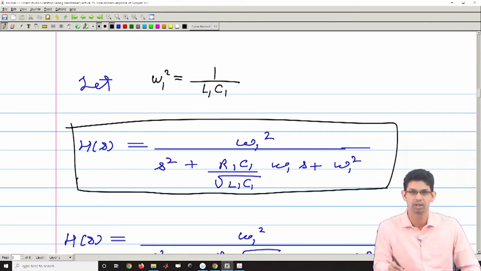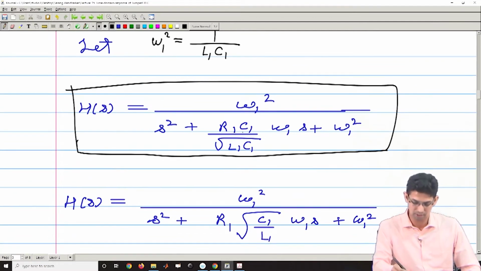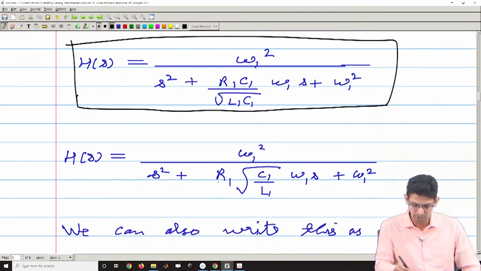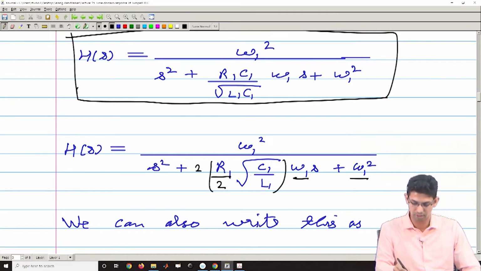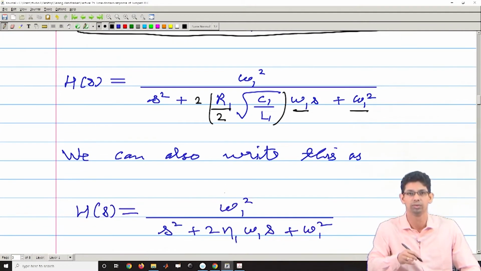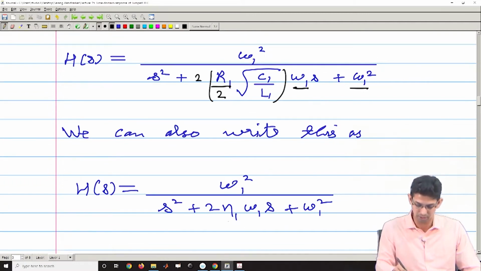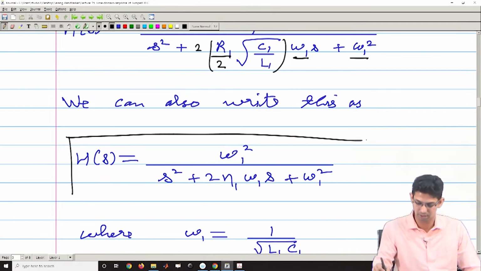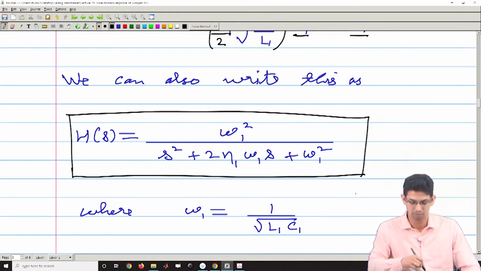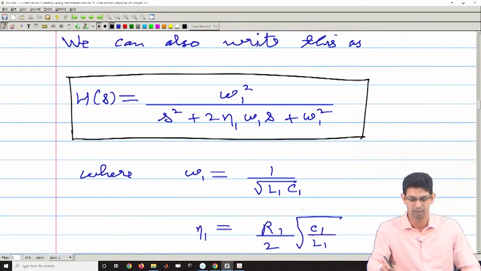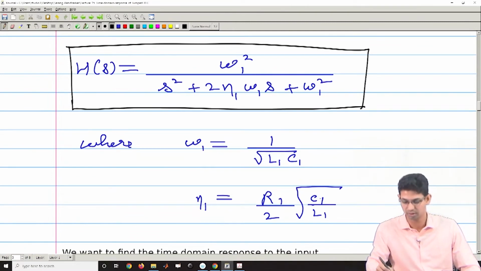Now, this is coming closer to a manageable form. Here what we can see is that this C and this C would cancel in the numerator. So, I can then write it like this. There is this omega 1 here, omega 1 square here. If I manage to write something like R1 by 2 root over C1 by L1, I can then replace this by another constant or variable. So, here I can represent this by eta 1. So, my final simplified transfer function can be written in this form, where omega 1 is 1 over root L1 C1 and my eta 1 is R1 by 2 root over C1 by L1.